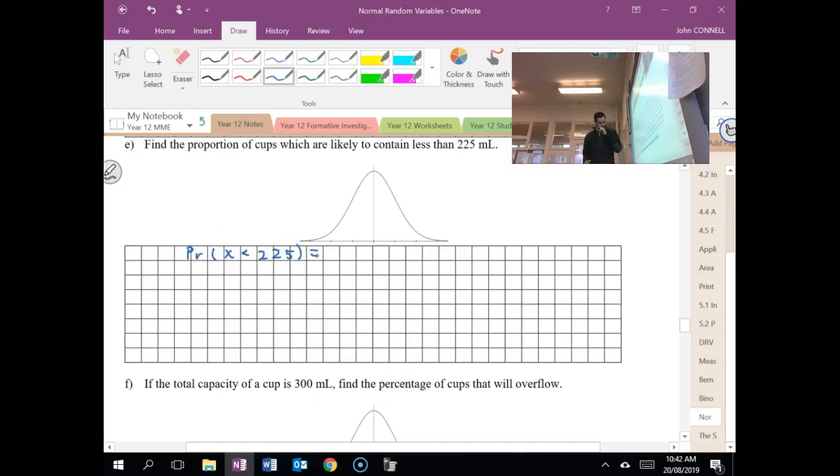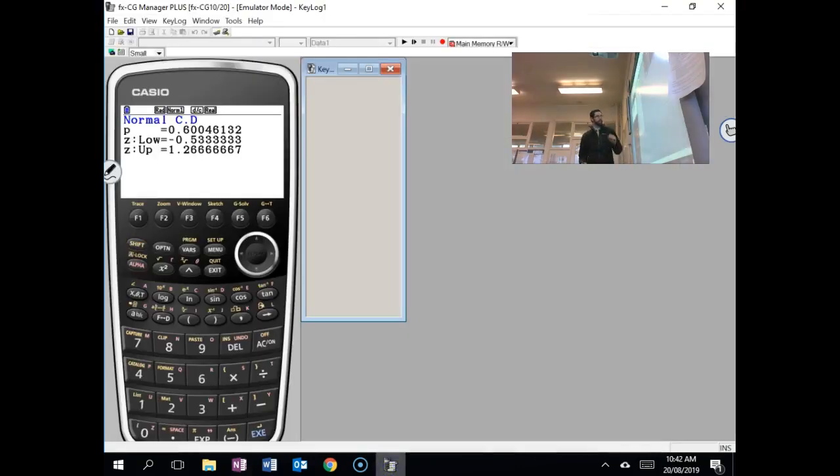Now 225 is about there, and we're going to go everything less than that. So, if I go back to my calculator, my upper is going to be 225 because I'm going everything below that. And my standard deviation and my mean will remain the same.